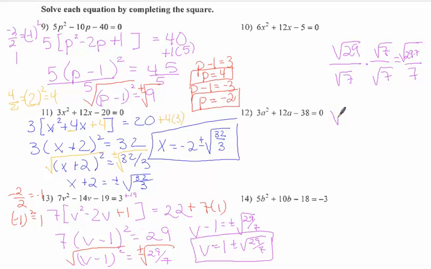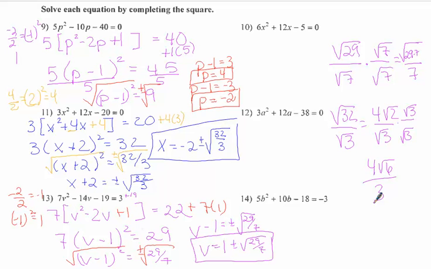Square root of 32 over square root of 3. 32 is, I believe, 4 times 8. Actually, it's 16 times 2. So this is actually 4 square root of 2 over square root of 3. You guys see how fun and complicated this can get? Got to rationalize. Root 3 over root 3, 4 square root of 6 over 3. That's the same exact thing.